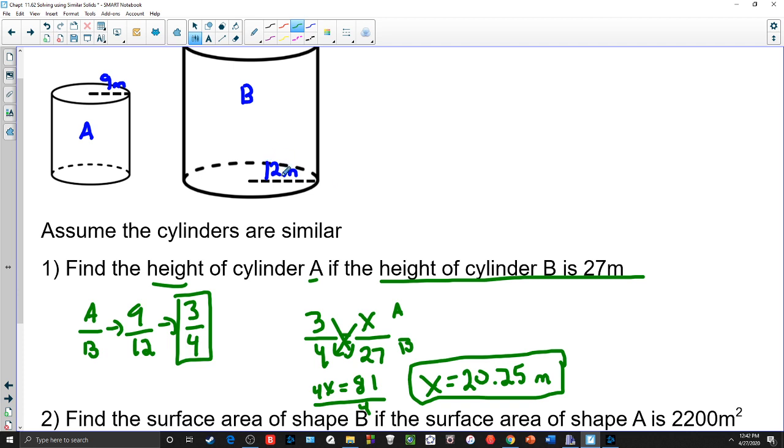If I didn't know this and I said that this was 12 instead, then I'd have a problem because I can't match up a radius with a height. Those don't correspond because one measures the radius, one measures the height. They both have to be the same type of measurement.